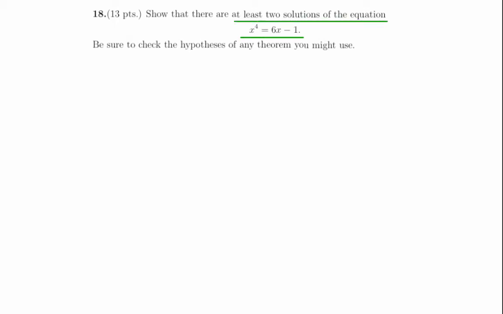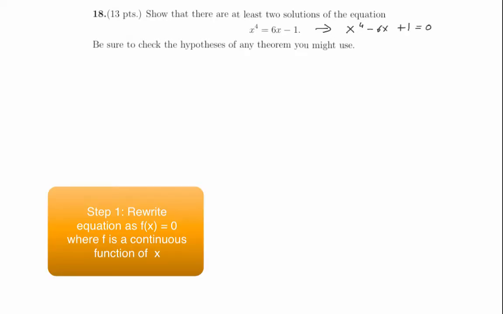Here we're asked to show that this equation has at least two solutions, and it looks like the intermediate value theorem might be useful. So our first step will be to rewrite this equation as f of x equals 0, where f of x is a continuous function of x.